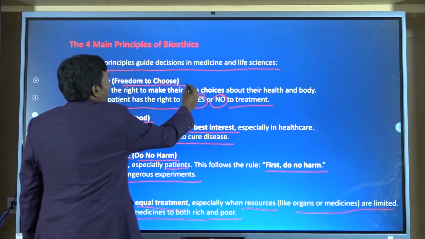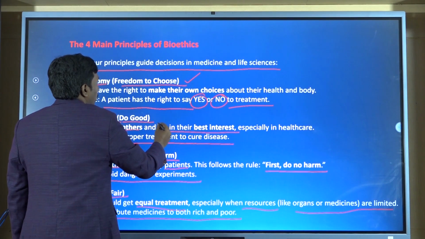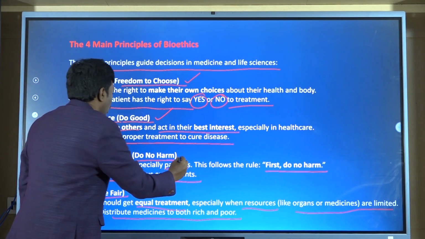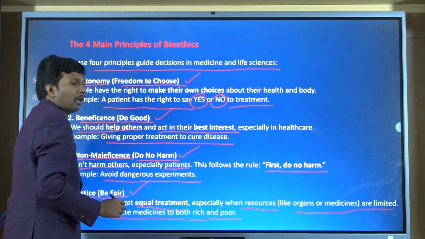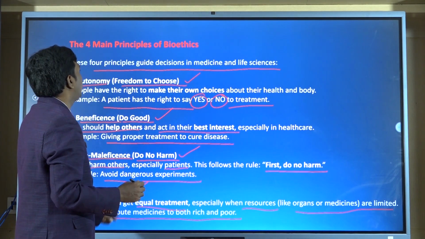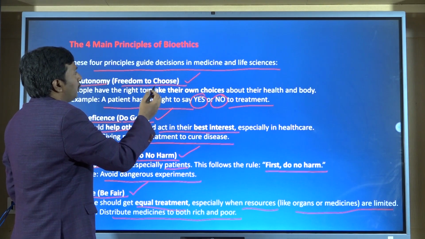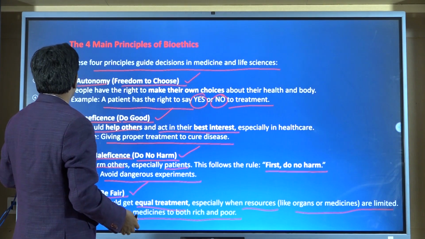First one is freedom to choose, next one is do good, next one is do not harm, and the last is be fair. So these 4 principles we have to follow in the bioethics field with respect to medicine and life sciences.